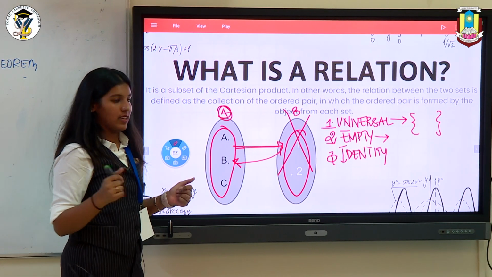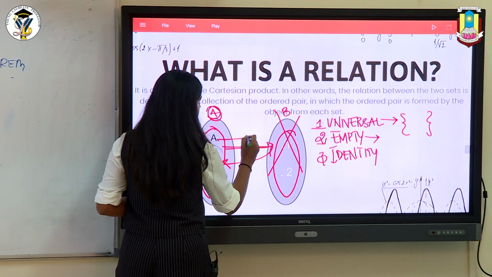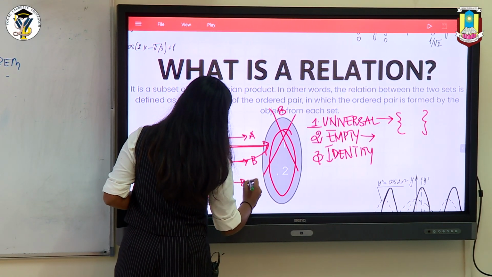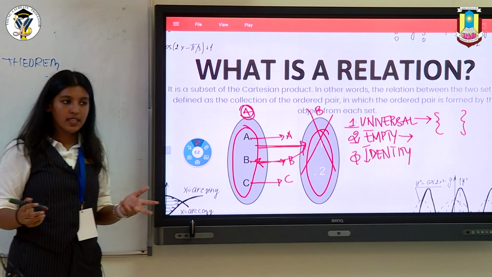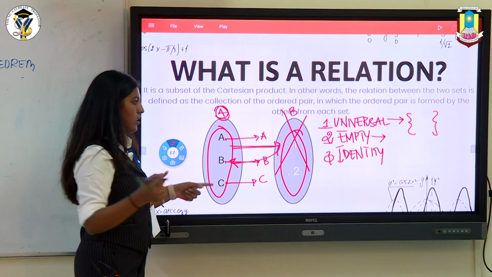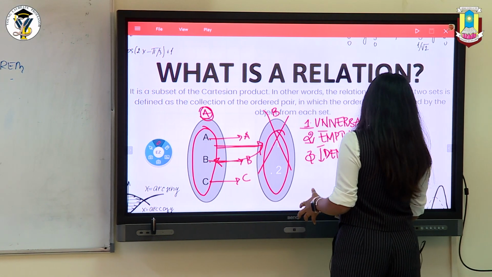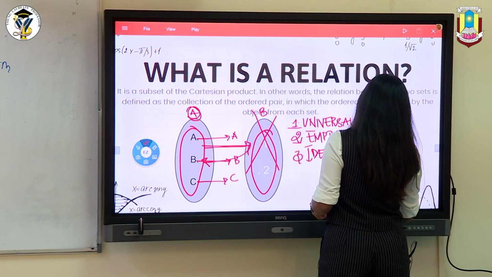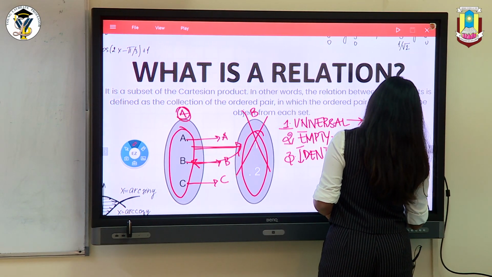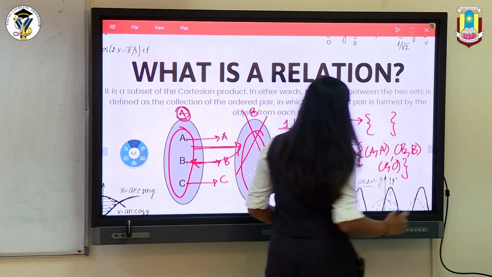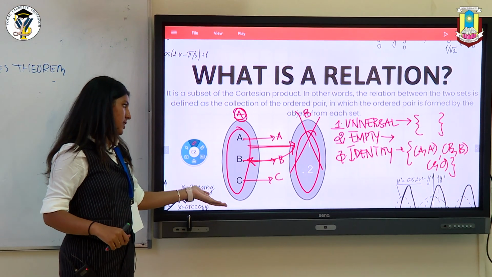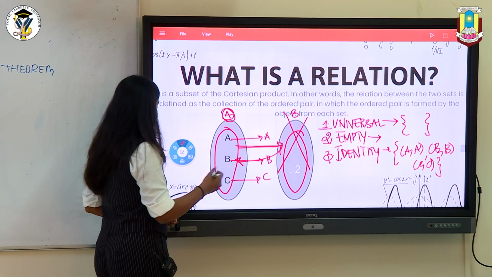And what is an identity set? It means A is related to A, B is related to B, and C is related to C. It is a set in which the elements are only elements that are connected or related to themselves. For this set A, the identity relation will be of A, A, B, B, and C, C. That is the identity relation for this set.